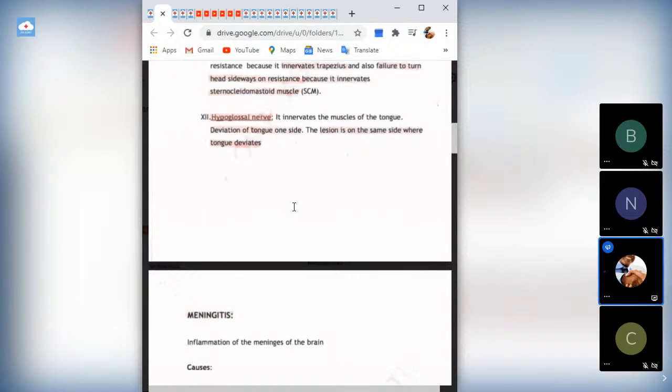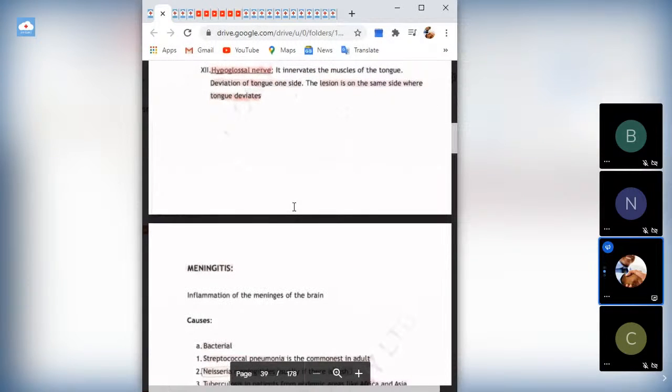All right. So the last nerve on our list, and I hear that there's a new cranial nerve somewhere. Can't remember the name, but the last one on this list is the hypoglossal nerve.